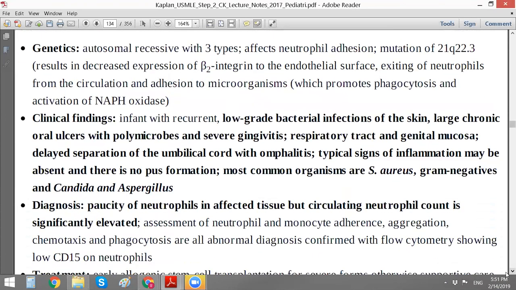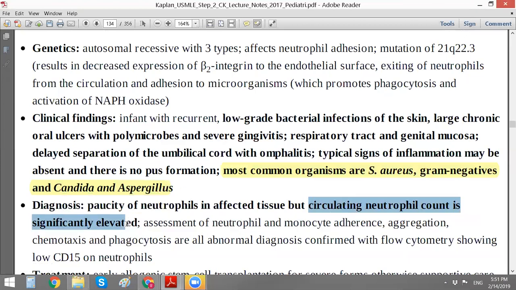microorganism. Clinical findings are infant with recurrent low-grade bacterial infection of the skin, large chronic oral ulcers with polymicrobial infection and severe gingivitis, respiratory tract and genital mucosa, delayed separation of the umbilical cord with omphalitis. Typical signs of inflammation may be absent, no pus formation, most organisms are S aureus, gram negative. So it's happening with S aureus and gram negative and Candida and Aspergillus. Okay, everything is happening.